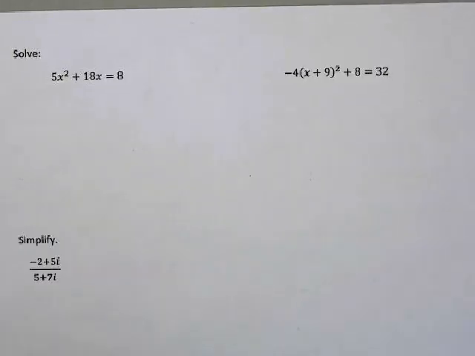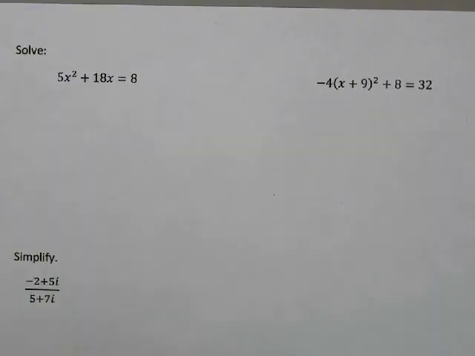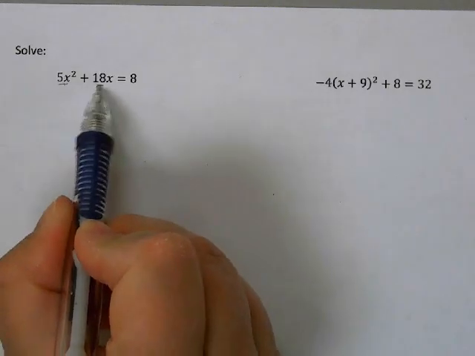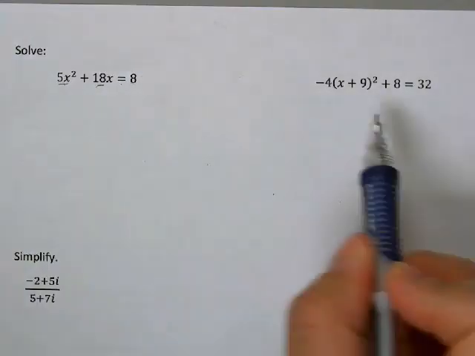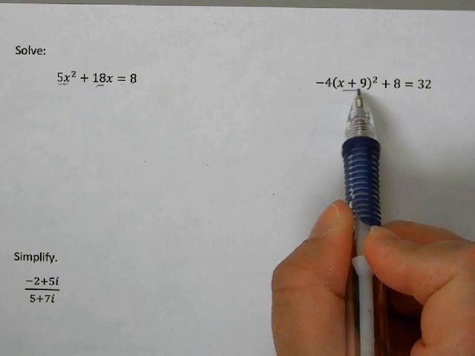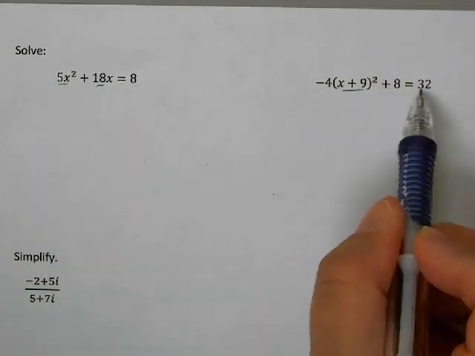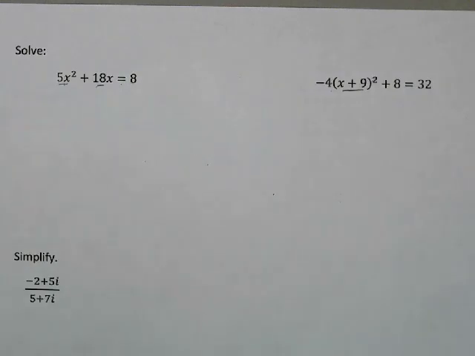Got two different examples of solving problems on the back here, so I want to review. Notice the difference between the two. This one has x squared something x equals a number. This one has just some quantity squared plus a number times a number equals something. So we're going to solve these two very differently.